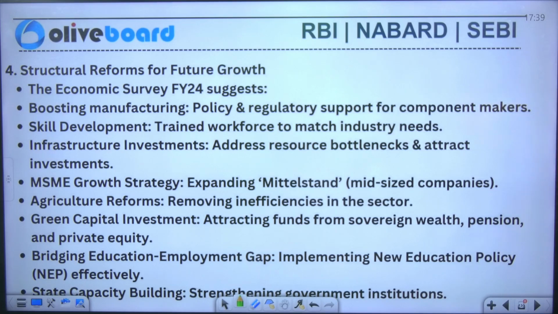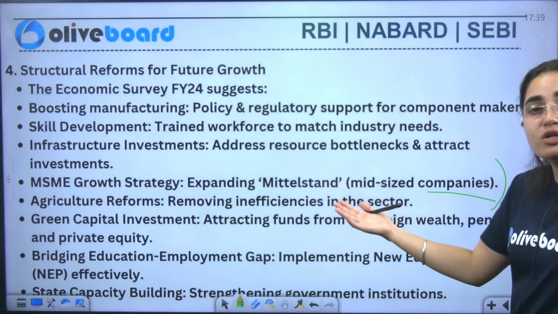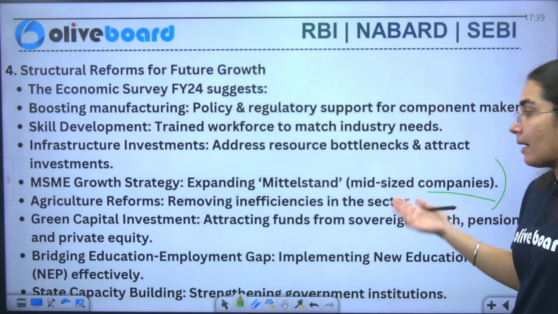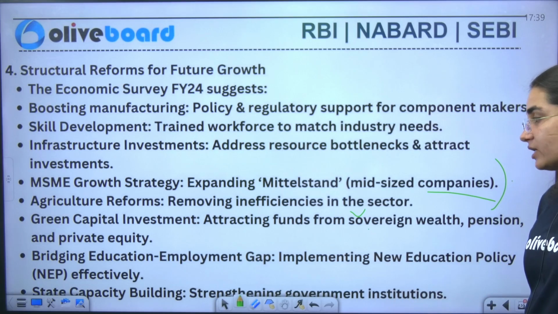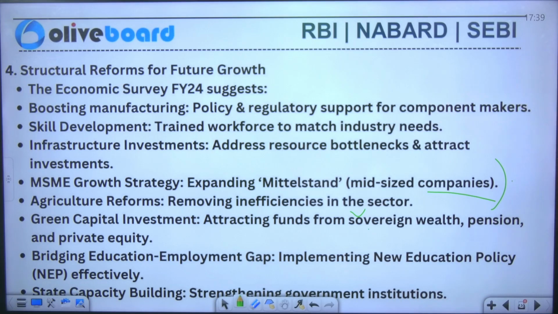So you can see जो हमारा Economic Survey 2024 ने suggest करा था कि हमें मैन्युफैक्चरिंग सेक्टर में बूस्ट करना है, स्किल डेवलपमेंट में बूस्ट लाना है, इंफ्रास्ट्रक्चर इन्वेस्टमेंट चाहिए, एमएसएमई ग्रोथ की जो स्ट्रैटेजी है उसमें हमें मिडिल स्टैंड चाहिए, मतलब मिड साइज कंपनीज को एक्सपेंशन चाहिए। एग्रीकल्चरल रिफॉर्म्स हम अलग अलग लेकर आए हैं, ग्रीन कैपिटल इन्वेस्टमेंट is also needed, similarly we have bridging education and your state capacity building as well.